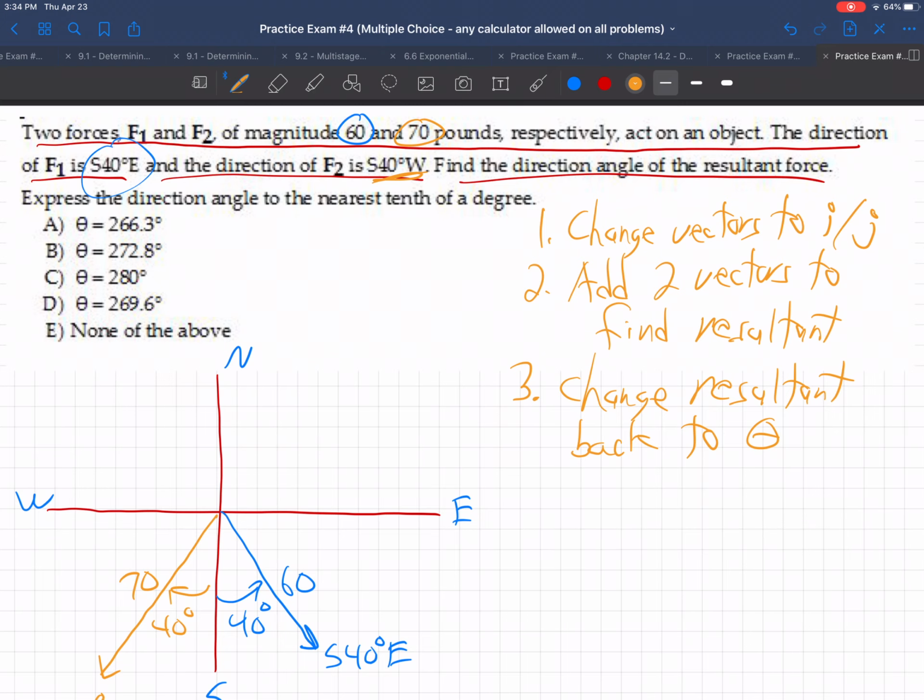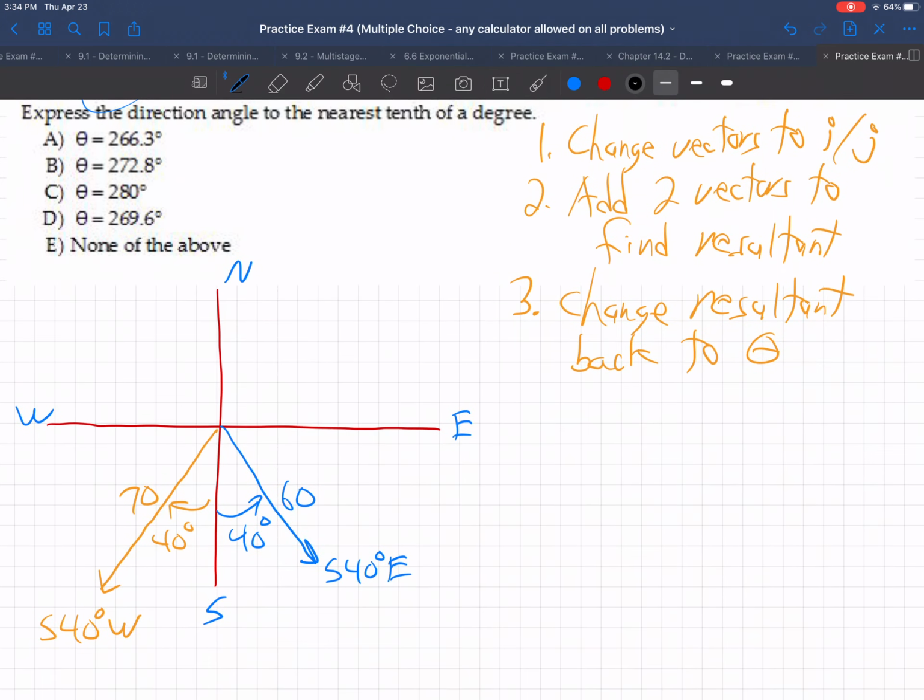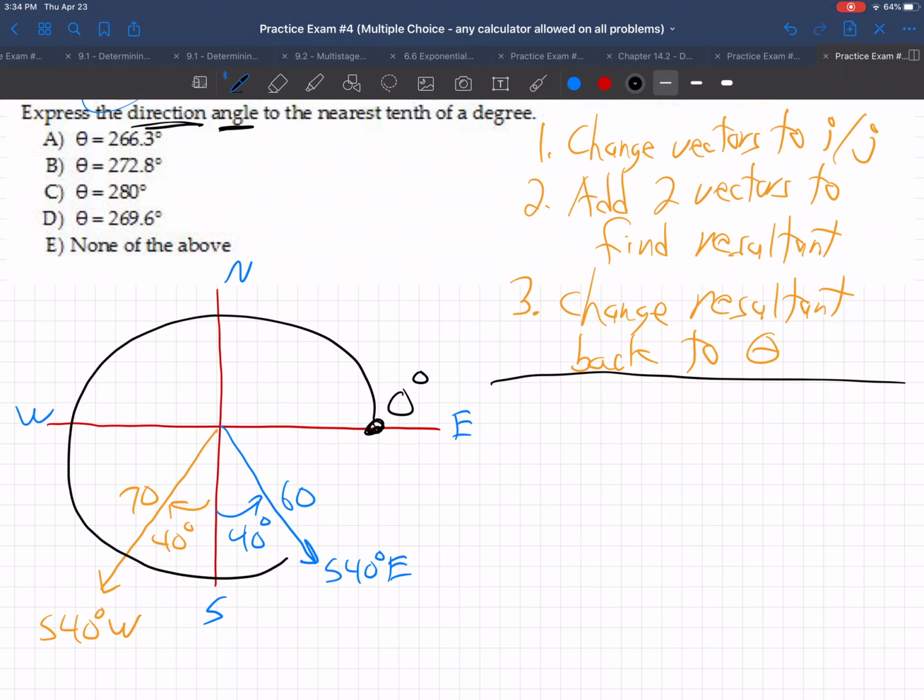Okay. So first step is we got to change these vectors to ij. So that means we've got to find out their actual angle. So this is really important. You've got to find out their actual angle. What do I mean actual, or direction angle it's called? That means from 0 degrees. Right here they call it a direction angle. From 0 degrees. So that blue vector, for example, how far is it from 0? Like all the way around.